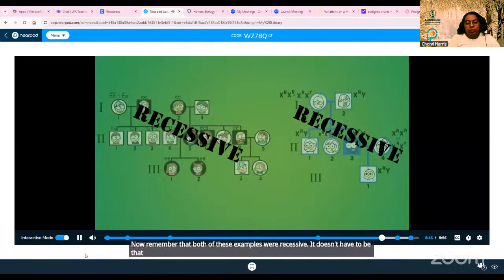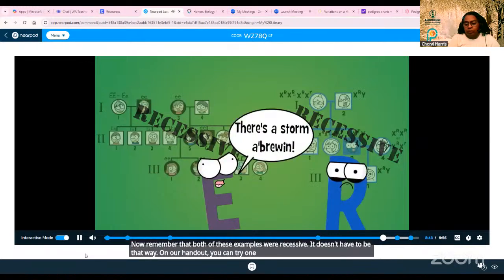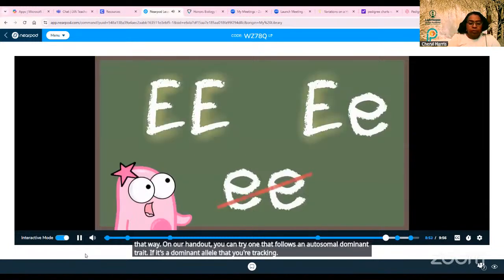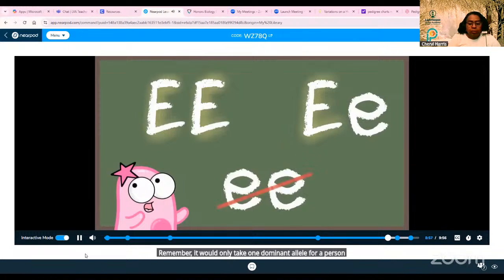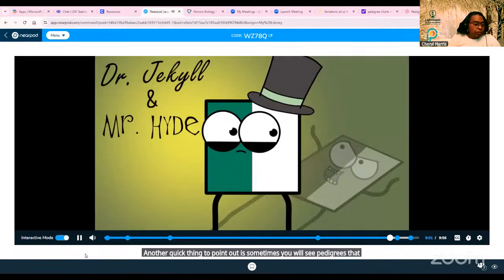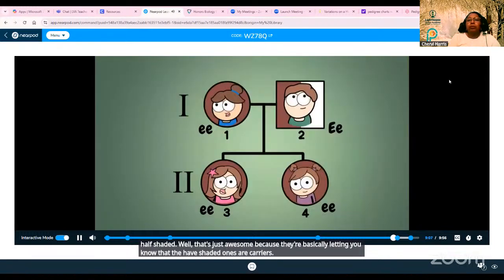On our handout, you can try one that follows an autosomal dominant trait. If it's a dominant allele that you're tracking, remember it would only take one dominant allele for a person to have that trait. Another quick thing to point out is sometimes you will see pedigrees that are half shaded. Well, that's just awesome because they're basically letting you know that the half shaded ones are carriers. If I wanted to turn our first one into that half shading, then it would look like this.